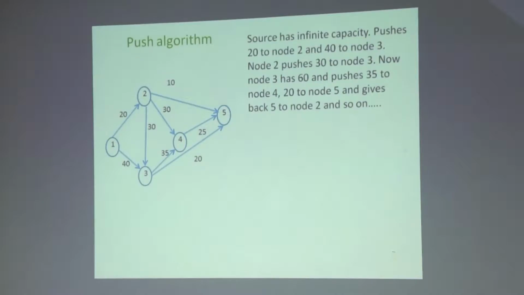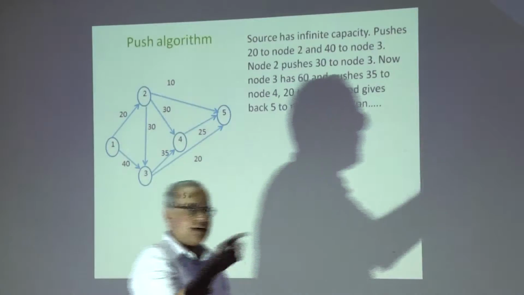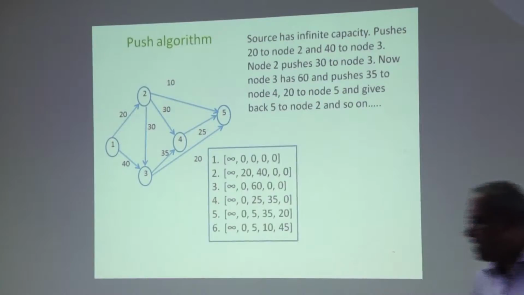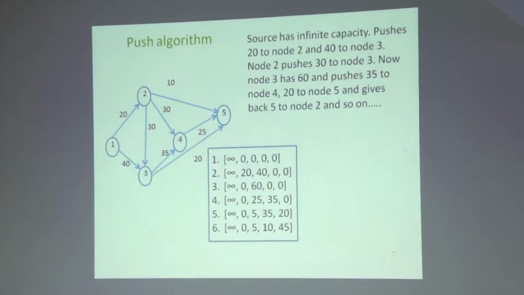That's my common sense way of using a push algorithm. But then I have to intelligently code it as a different issue. It should not go into a loop. All these things I have to ensure. So what happens? This is what happens.